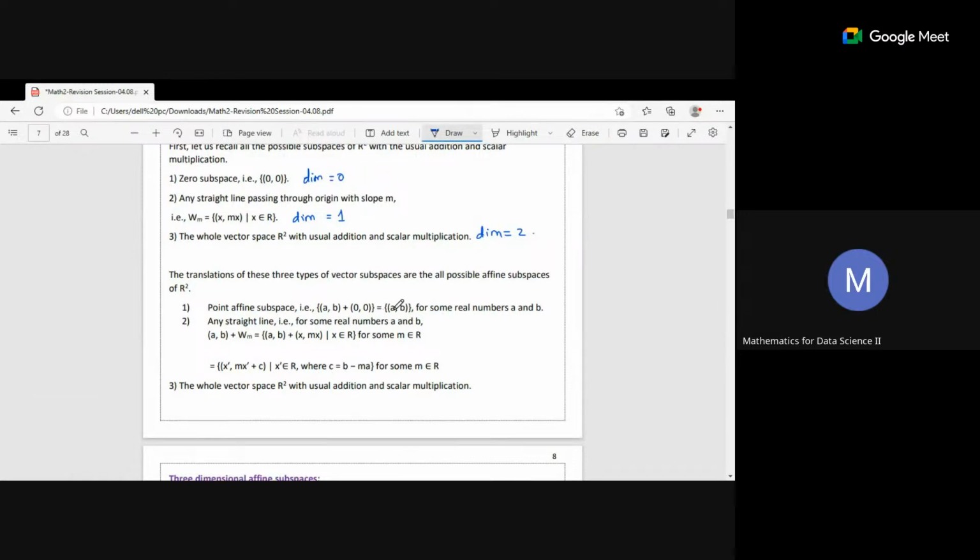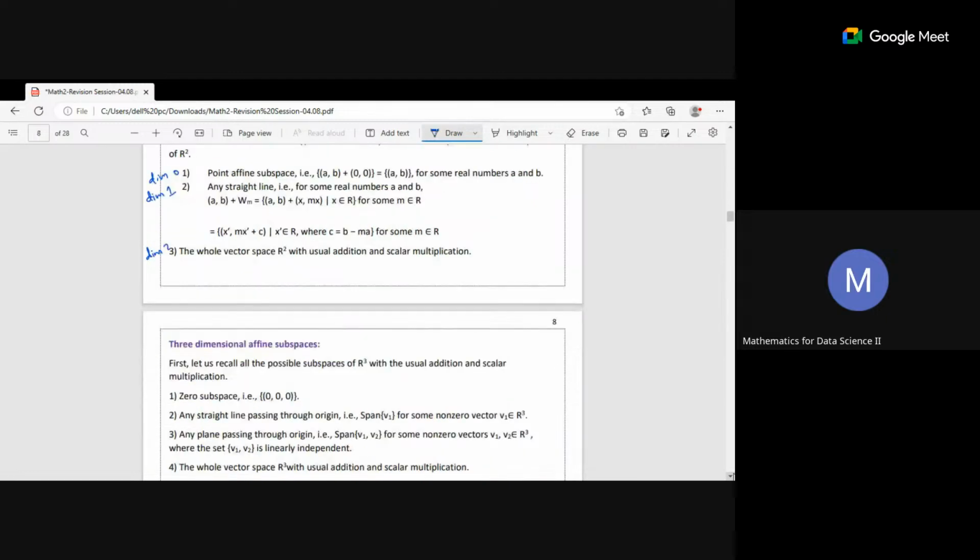Any point can form an affine subspace. Any single point, either it is the zero or a non-zero vector, forms an affine subspace. And any straight line, it need not pass through origin. You take any straight line, that will form an affine subspace. And the whole vector space R2 itself, of course, is an affine subspace. So again, you know that here the dimension is 0, here the dimension is 1, and here the dimension is 2. Same way in 3D.